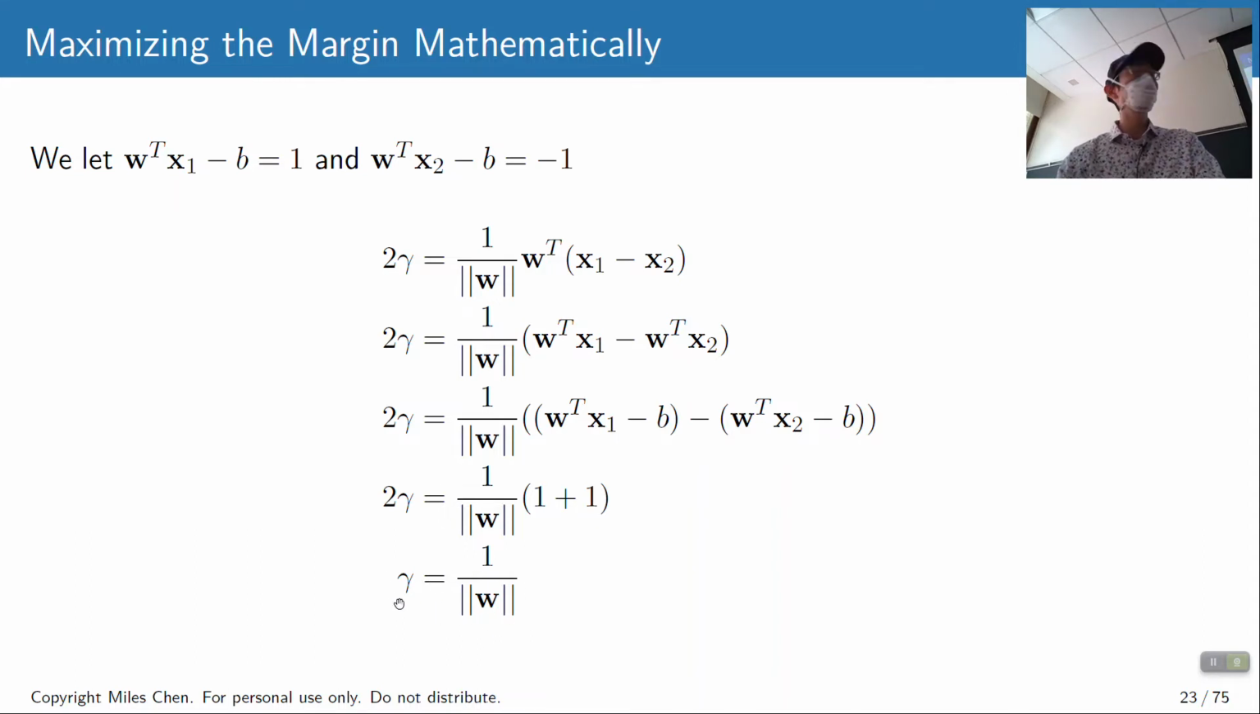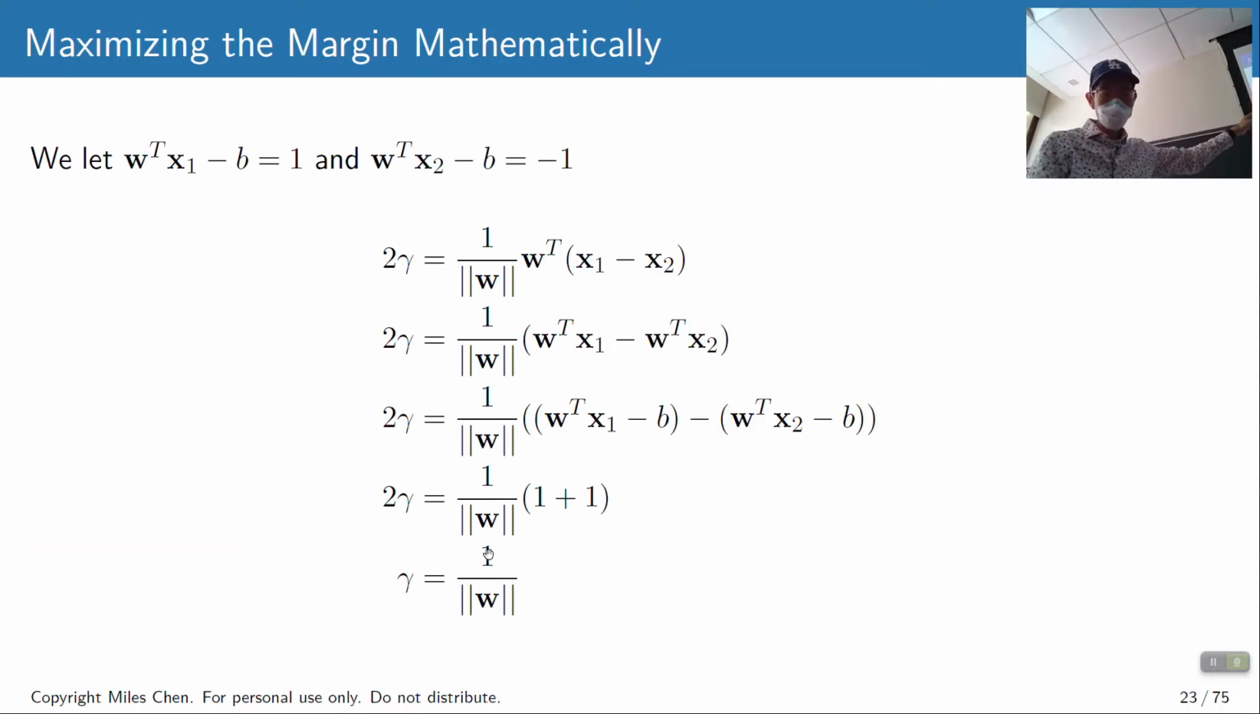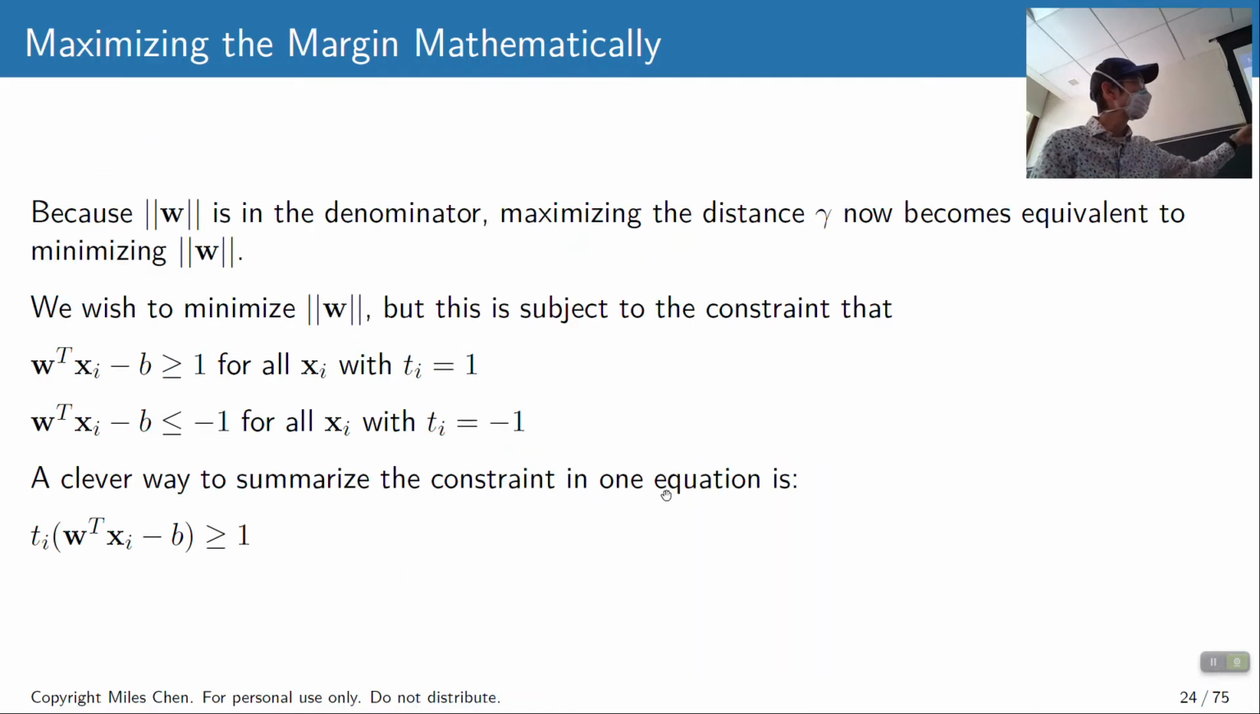We still want to maximize this thing. All right, is this okay where we're going so far? So this is in the denominator, all right? And so if we want to maximize the distance, now we're going to try to minimize the norm of w. But we have some constraints, right? We can't just say, let's make w as tiny as possible, and then we're done, right?